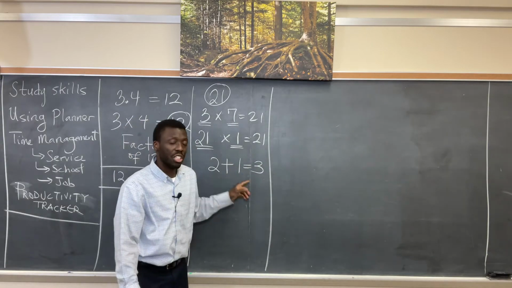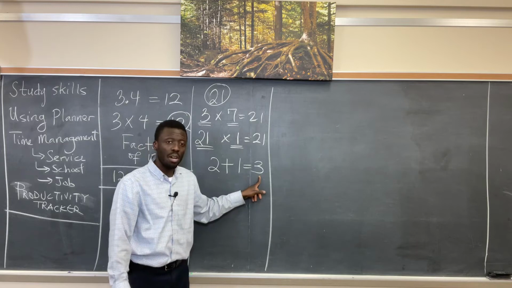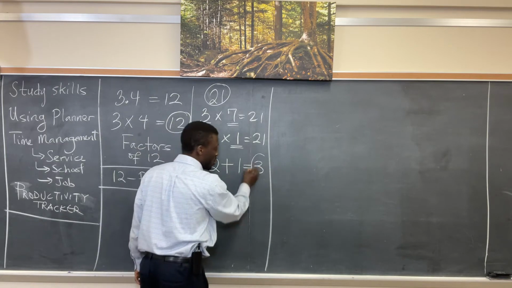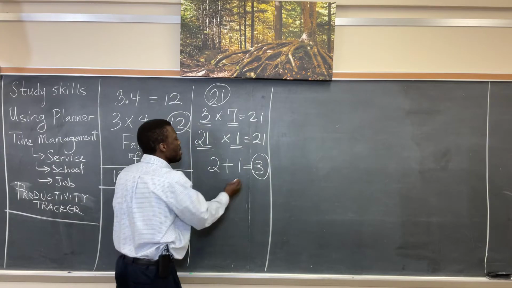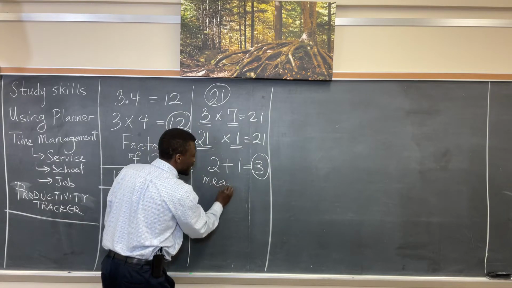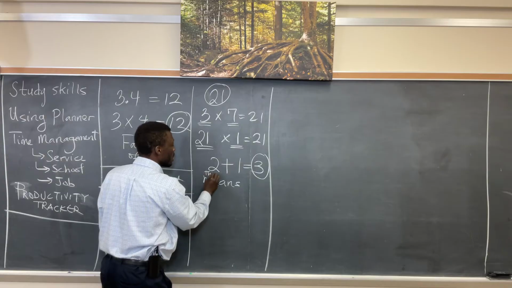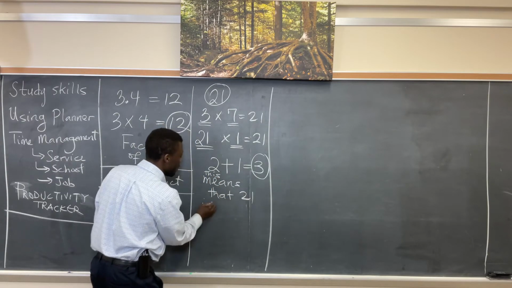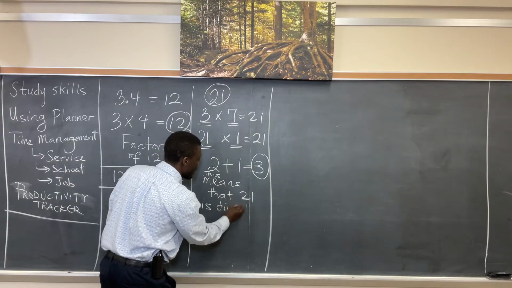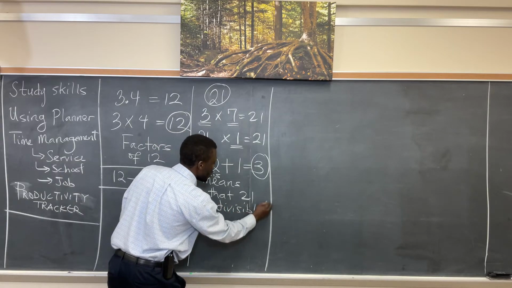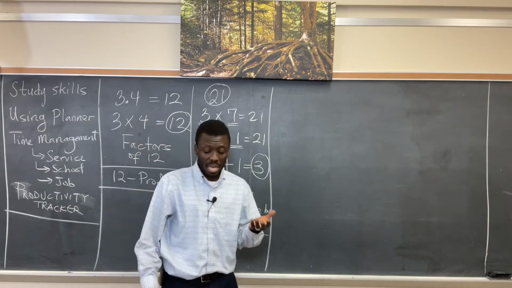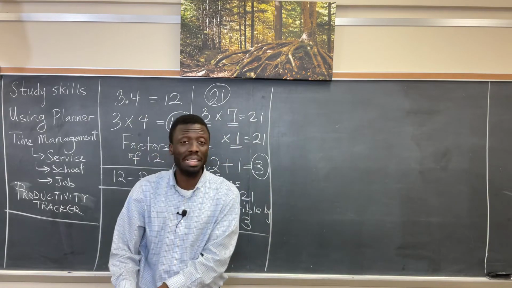Whenever you add the digits of a number together and they give you a number that is a multiple of 3, which in this case is just 3, right? 2 plus 1 is 3, this means that 21 is divisible by 3.